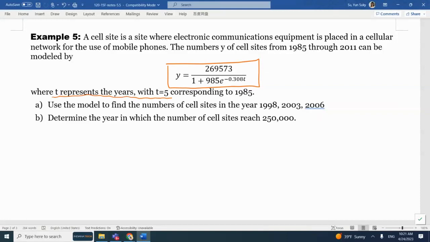T represents the years, with T equals 5 corresponding to 1985. What does that mean? So T equals 5 at 1985. T equals 0 at what? Yes. Right, everybody? You kind of look at the last digits, right? So T equals 0 corresponds to 1980.